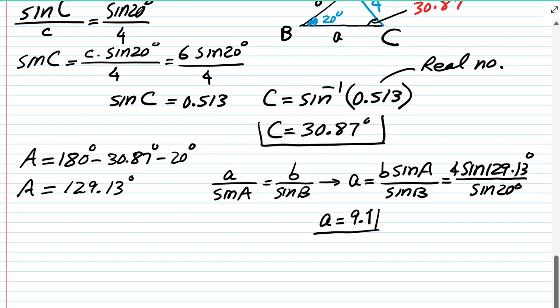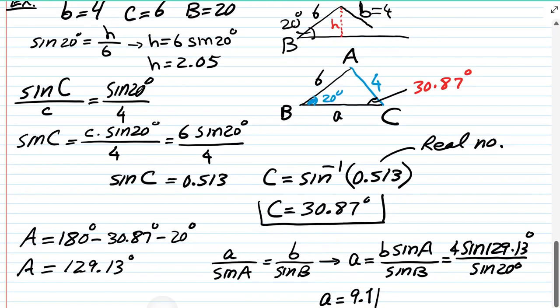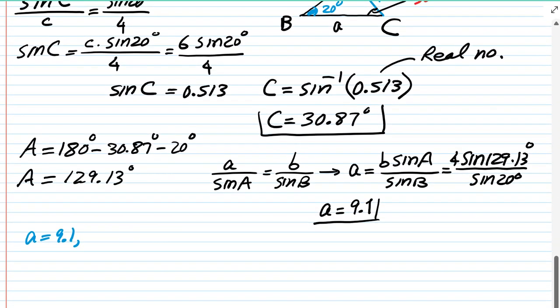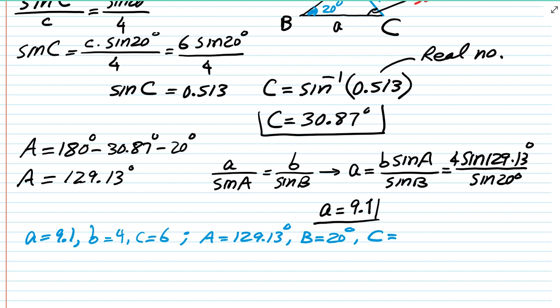So we have solved the triangle. One solution is a is 9.1. B, what was B? B was 4, right? We were given that. C, we were given 6. The measures of the angles are capital A, 129.13 degrees. Capital B was given to be 20 degrees. Cap C, we found it to be 30.87 degrees. And there we have solved that triangle completely.